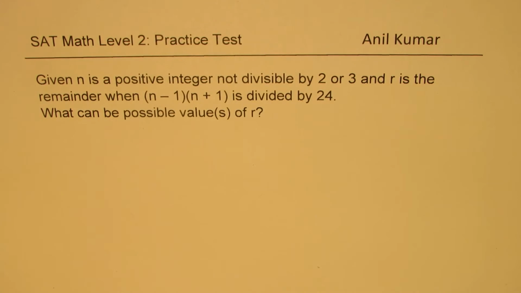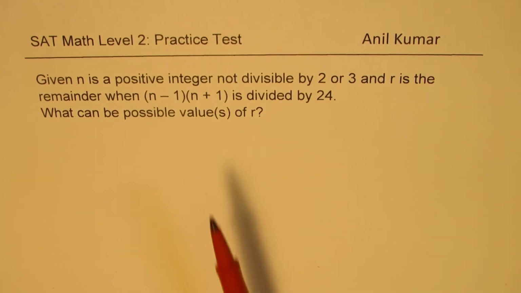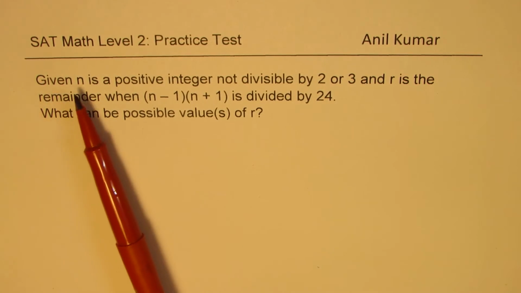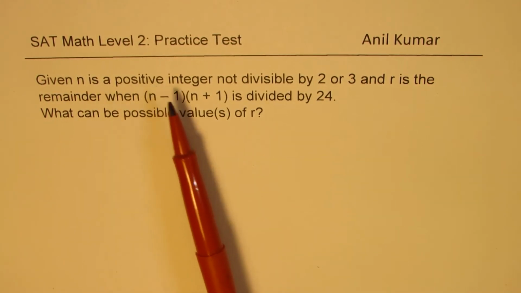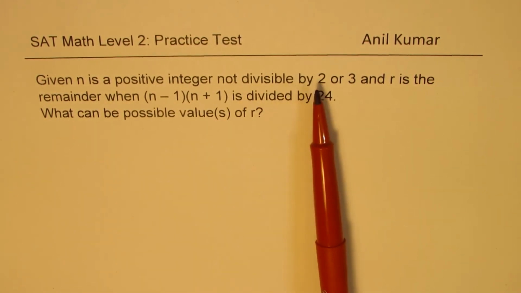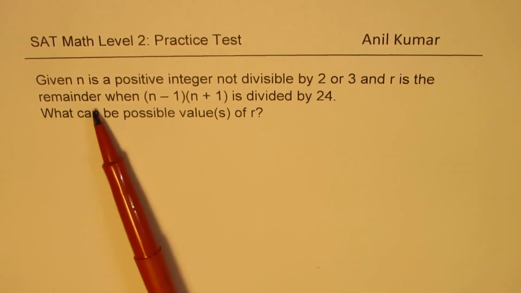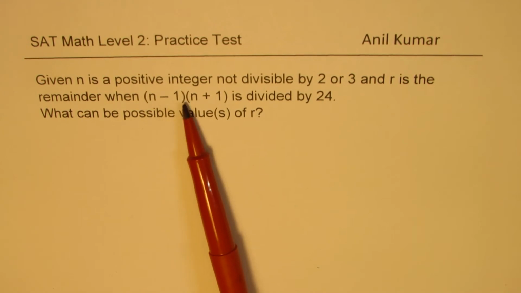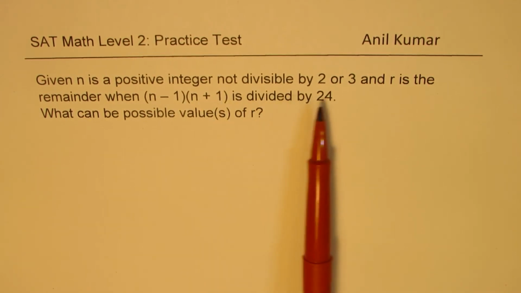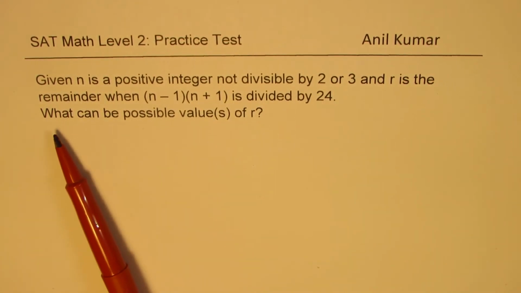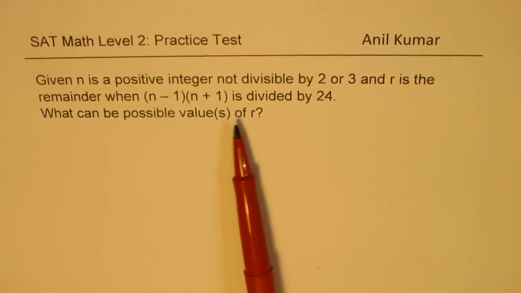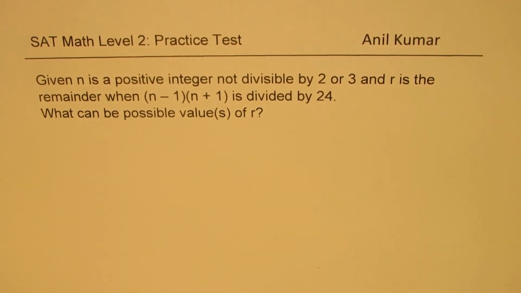Let's take the next question, which is very tricky. Now, the question here is, given n is a positive integer not divisible by 2 or 3, and r is the remainder when n minus 1 times n plus 2 is divided by 24. What can be possible value of r? Right? So have a look at it, read it once again.